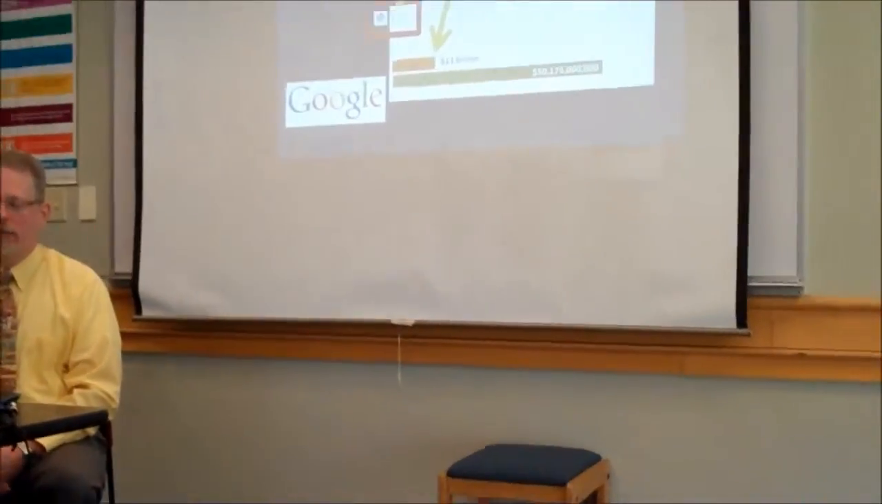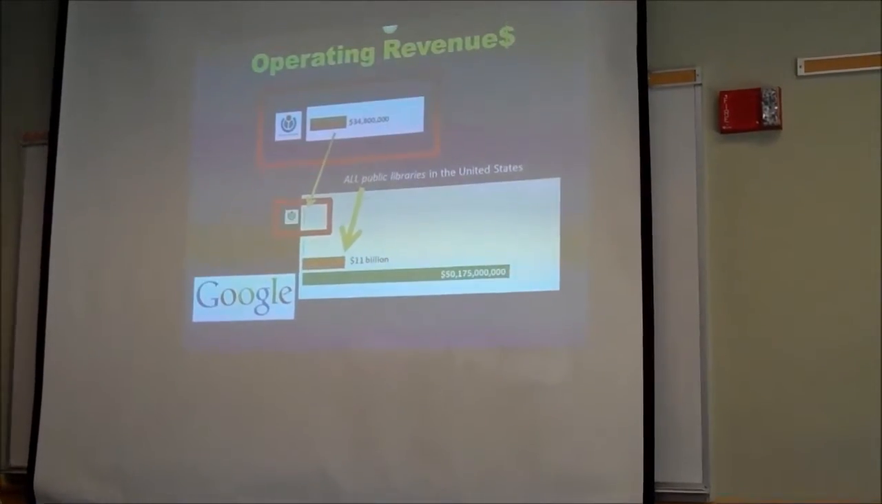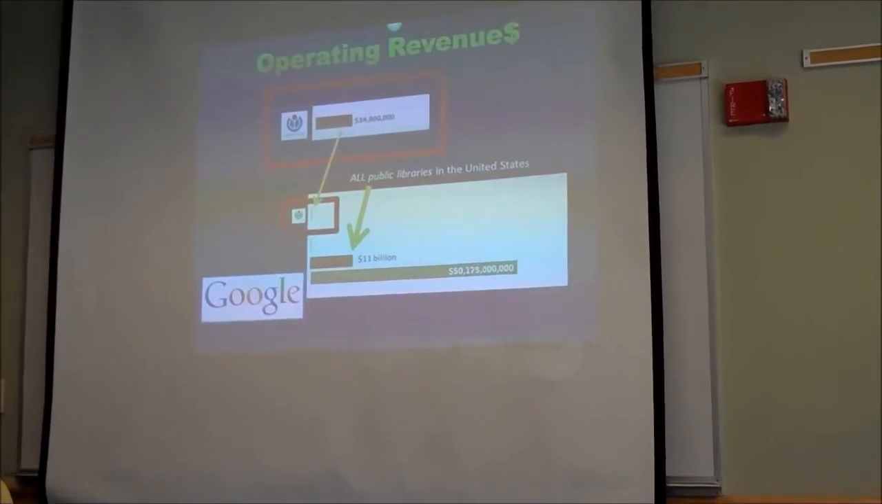Their operating revenue is also quite different. That's Google's revenue from last year. The $11 billion there is the public library operating revenues for all the libraries in the United States. And then that $34 million is the operating expenses for the Wikimedia Foundation.